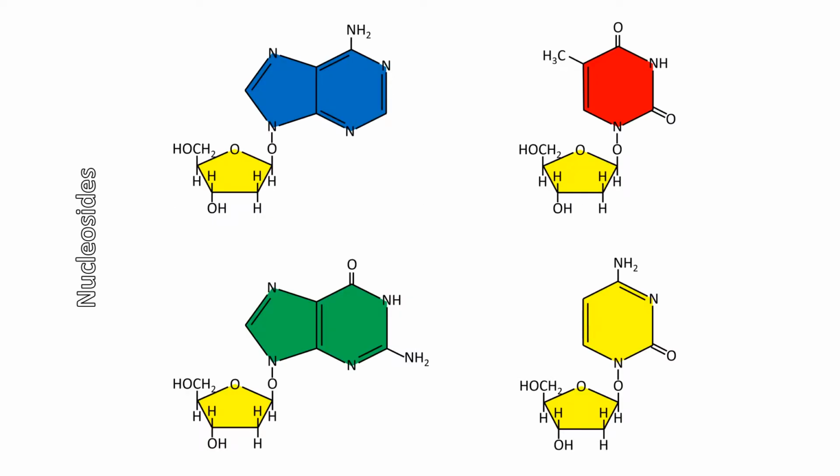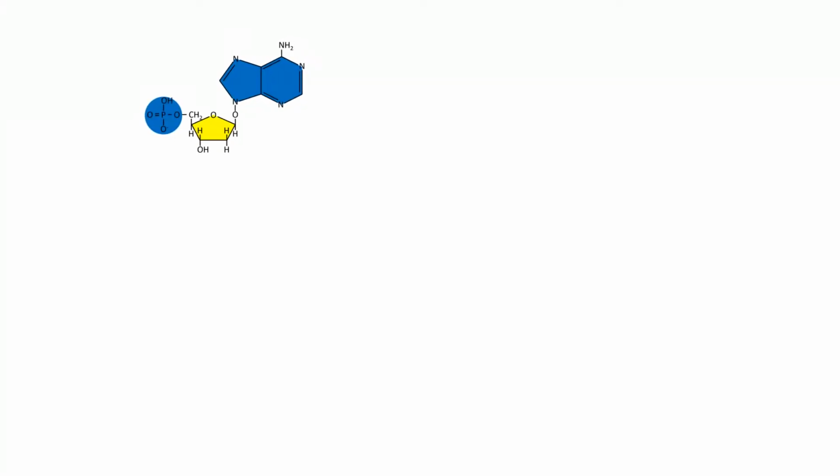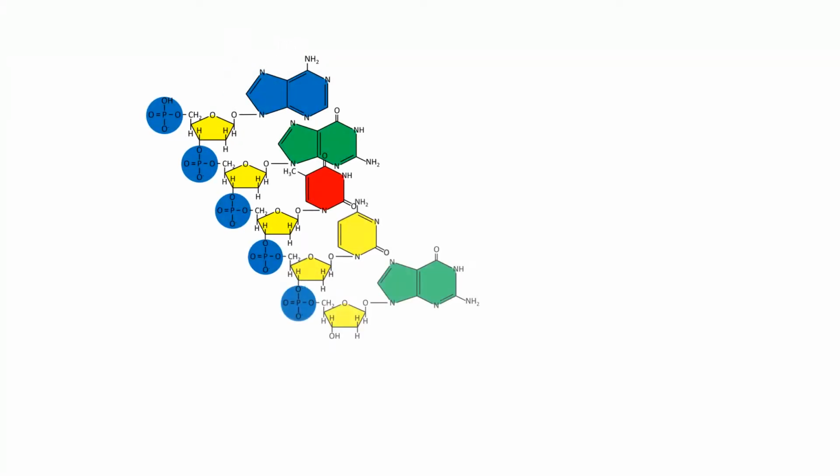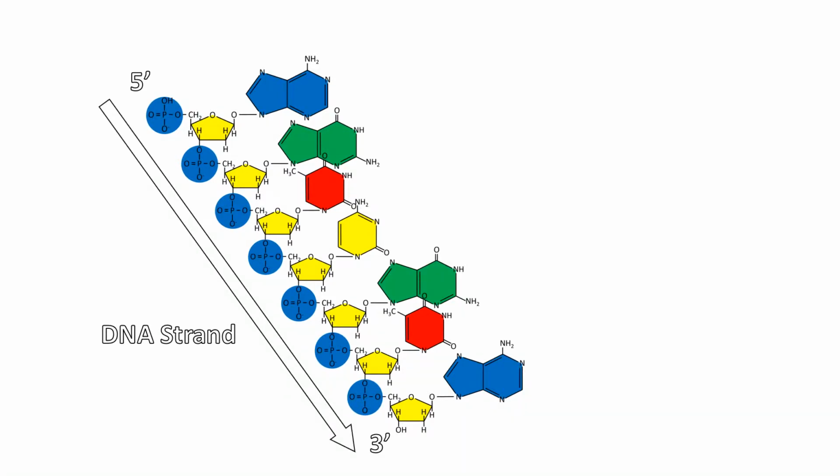A base and a deoxyribose sugar form a nucleoside, and it becomes a nucleotide when the deoxyribose sugar forms a covalent bond with phosphate at carbon atom 5. The hydroxyl group at carbon 3 of deoxyribose covalently bonds with the phosphate group of another nucleotide. A chain of nucleotides forms a DNA strand, and the ends are denoted as 5' and 3', referring to the carbon atoms of deoxyribose with the phosphate and hydroxyl groups respectively. The bases of a DNA strand are read in the 5' to 3' direction. This directionality is due to the direction of DNA replication, which will be explained in another video.